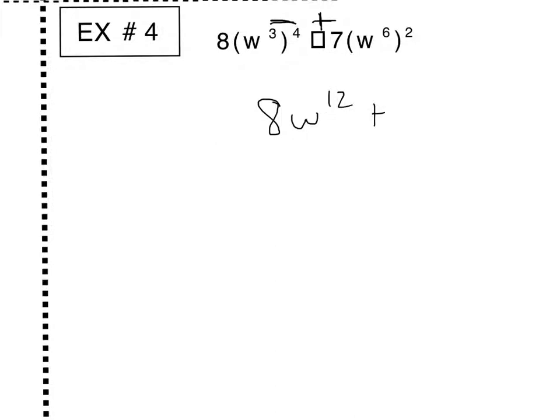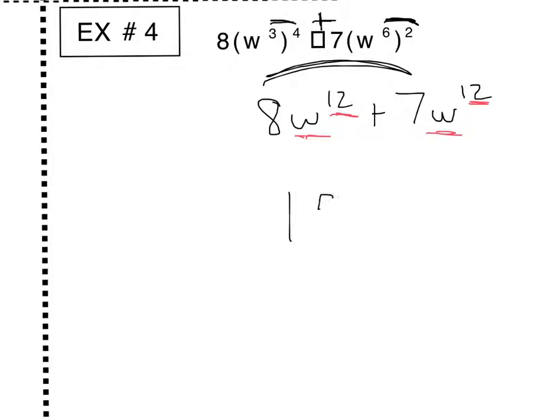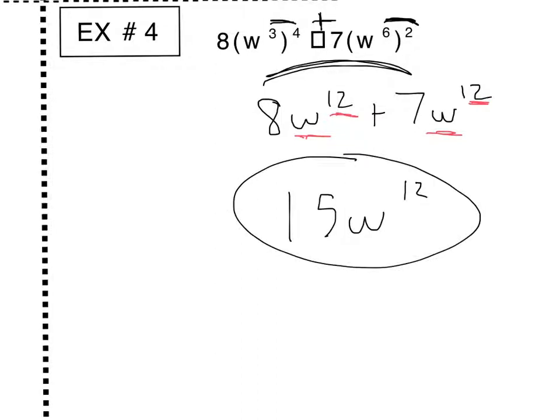Then over on the other side, we have the power of a power property again. So we have 6 times 2, which is 12. So we know we have 7 w to the 12th. Okay, but this one's a little special since we have the same base on these two expressions and the same exponent, we can then add our coefficients. So we know that 8 plus 7 is 15, so we now have 15 w to the 12th. You can only do that if you have the same base and the same exponent when you're adding two expressions.